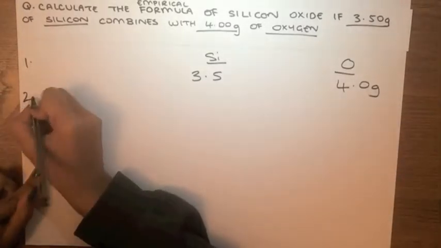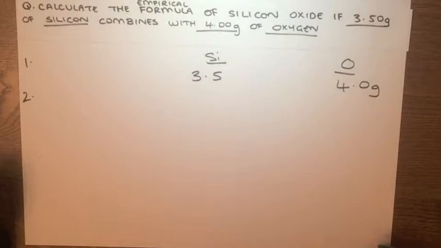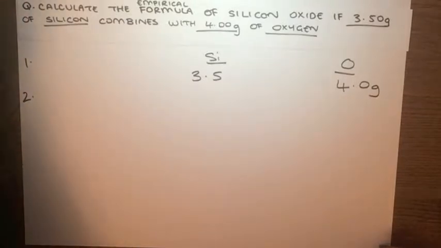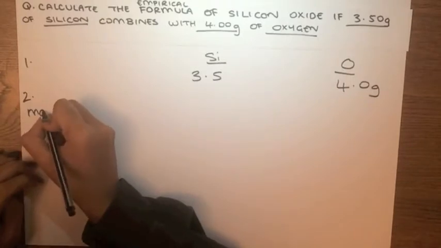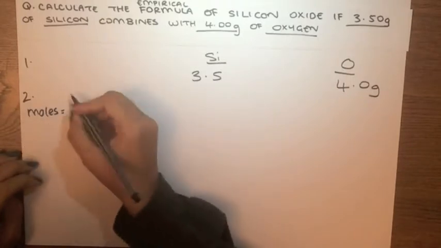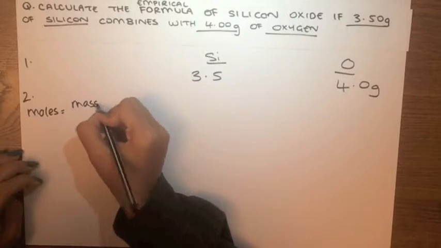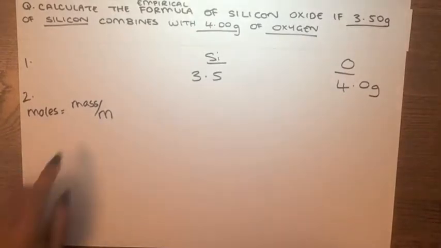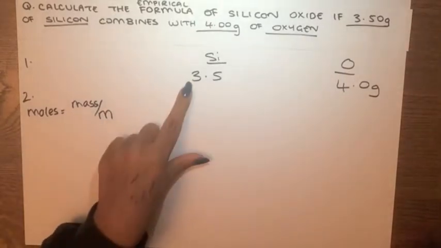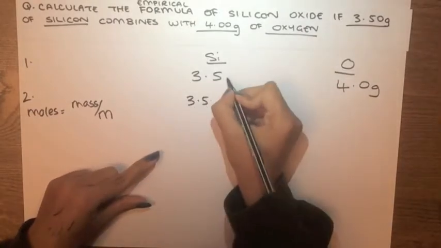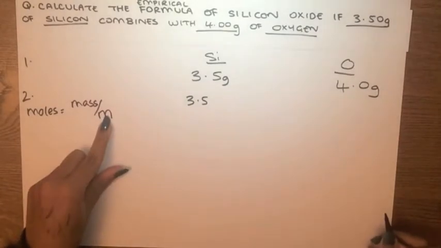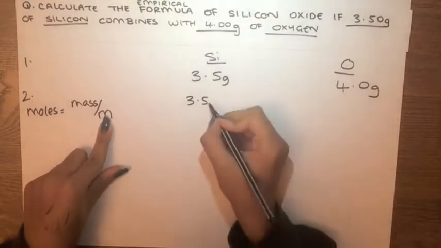Okay, so the second step is to calculate the number of moles of each of the elements we're working with. So we can do this using this formula. Moles equals mass over molar mass. So we know in this case the mass of silicon is 3.5 grams. And I know the molar mass is 28.1. And I know that because I've looked at the mass number of silicon in my periodic table.